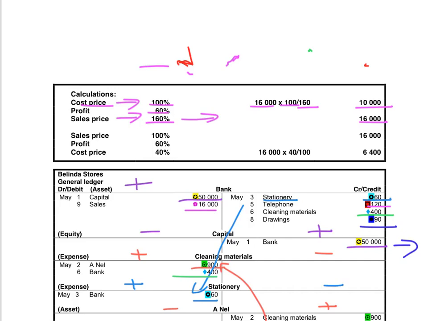The profit is on sales price. If the profit is on cost price, then cost price is 100. If profit is on sales price, then sales price will equal 100. The profit is 60%, so the cost price must be less than the sales price. So I must deduct the 60 from the 100 to determine that the cost price is 40%. The sales price is given as 16,000. So I will calculate the cost price using the 16,000. I want to calculate the 40. So 40 at the top, the one that's known, 100 at the bottom, and that will give me 6,400.